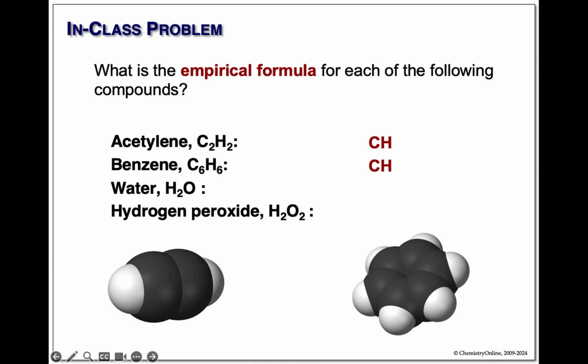Empirical formula for water. We have one oxygen, 2 divided by 1, 1 divided by 1, it's H2O, isn't it? And finally, hydrogen peroxide. Divide everything by 2, you get HO.